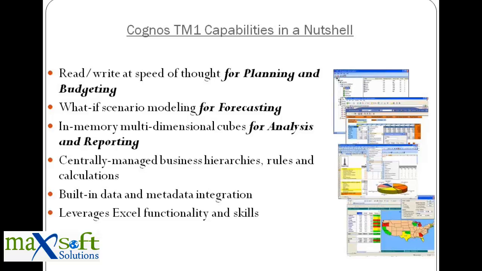Then you have centrally managed business hierarchies, rules, and calculations. Everything is managed centrally. What people traditionally used to do was maintain Excel files, fill in their budgets, and distribute them over email. When you have the TM1 software, you can have everything centrally managed.